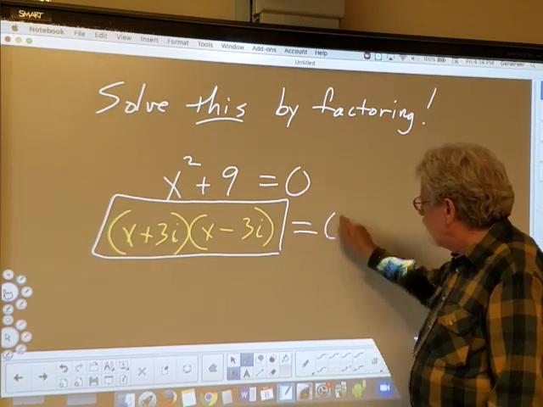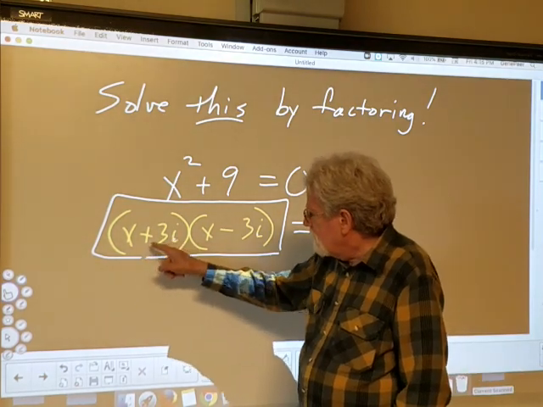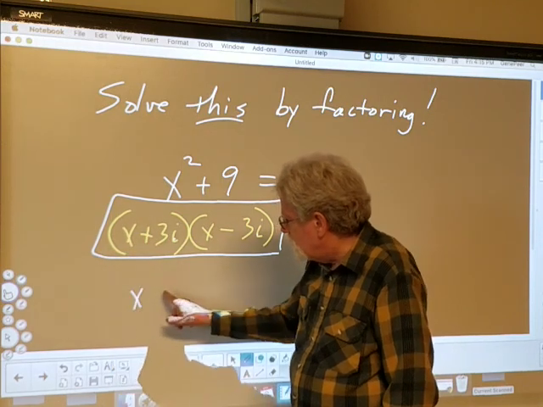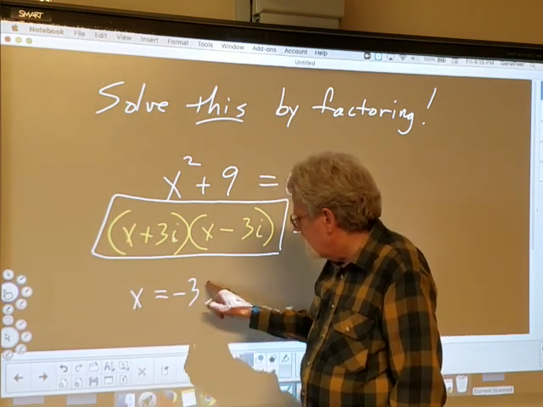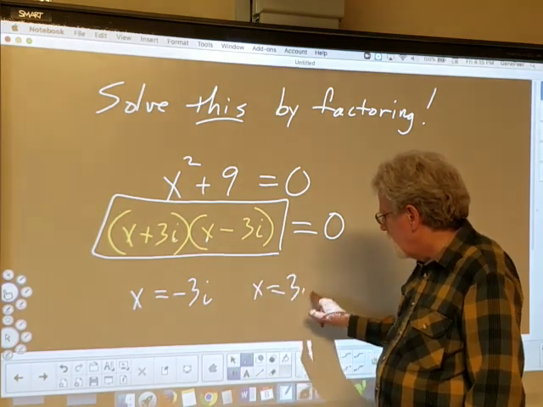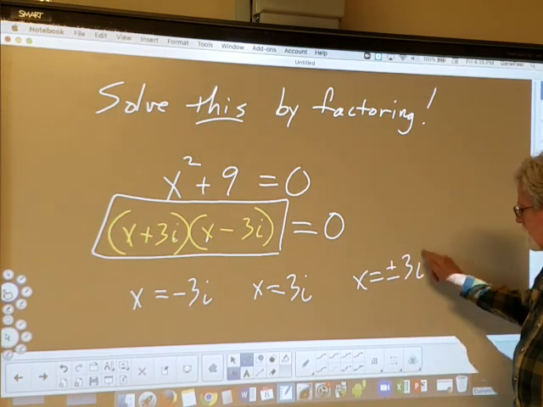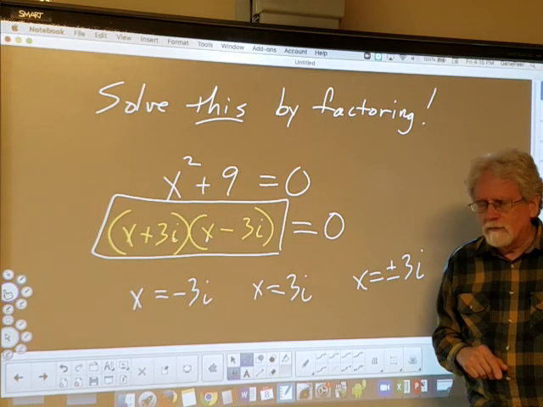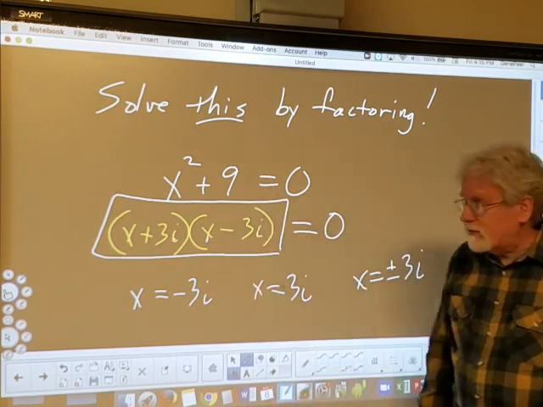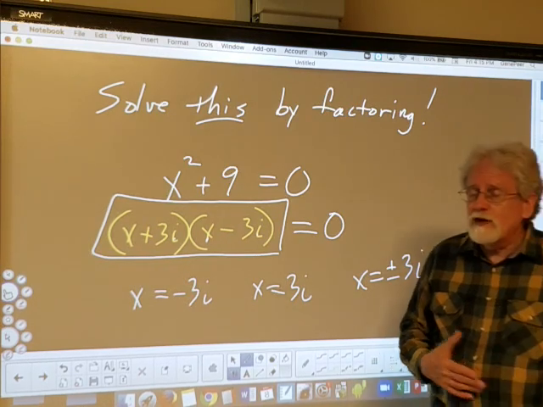So if that's equal to 0, then what are my answers? Well, if I'm doing x plus 3i, I want that to be 0. So if only x were what? Negative 3i. Or if only x were positive 3i. Otherwise known as x is plus or minus 3i. The same thing we got by the other method. So sometimes with quadratic equations we get imaginary answers, and sometimes with quadratic equations we get real answers.